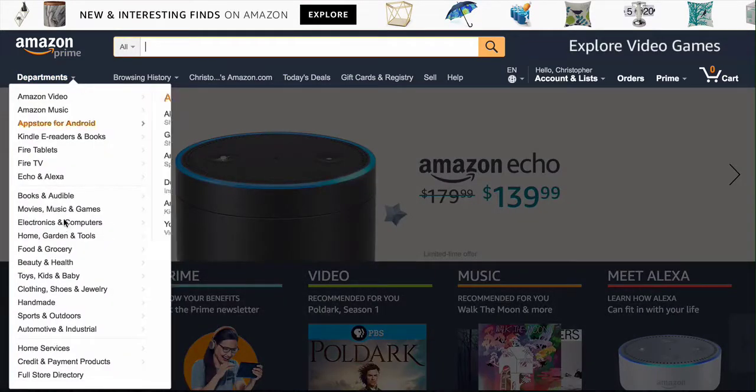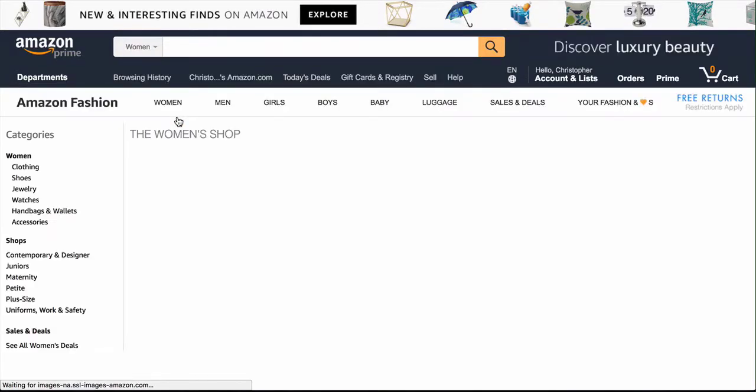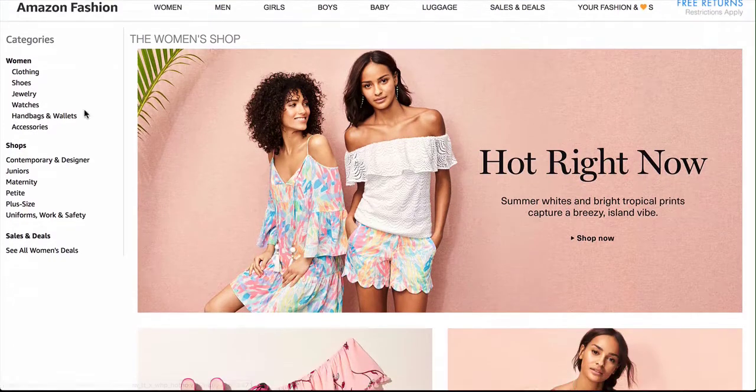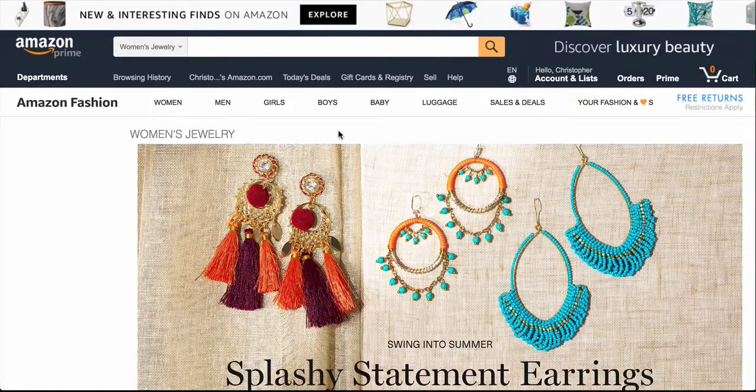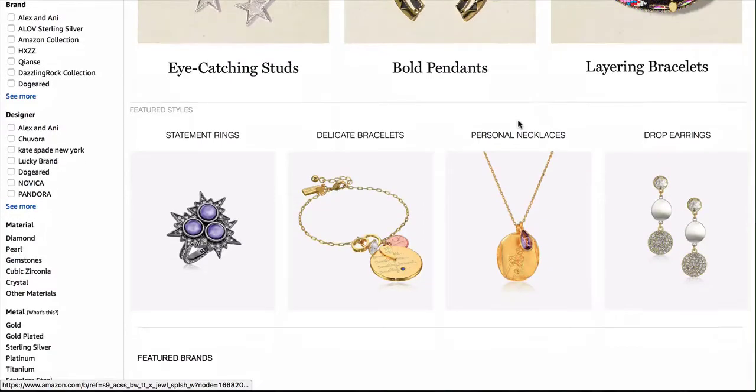All right, what's going on here? Oh, it's a pop-out. Okay, let's look at women. Women, clothing, shoes, and jewelry. And let's say I'm interested in jewelry specifically, women's jewelry. Cool.